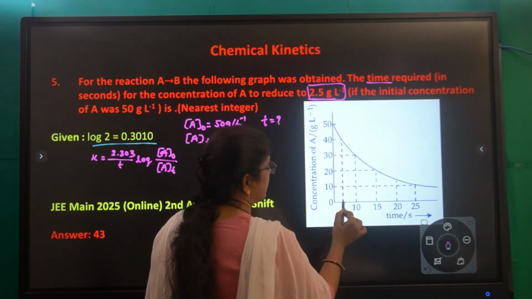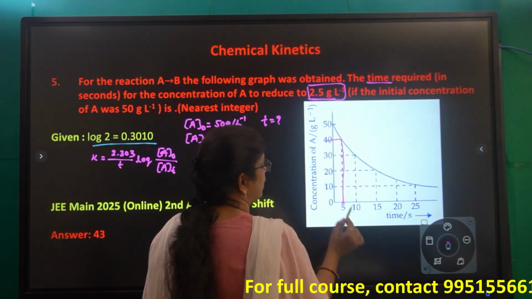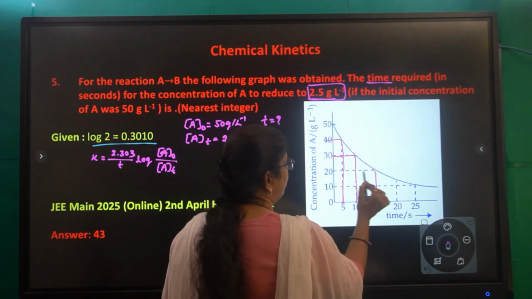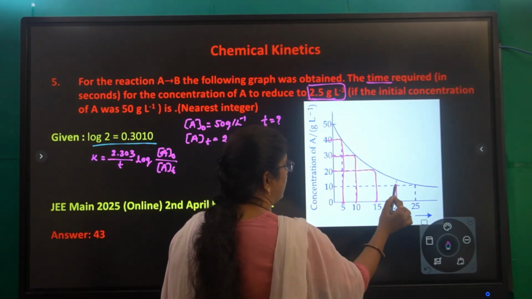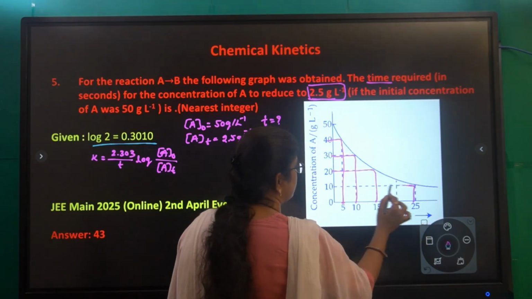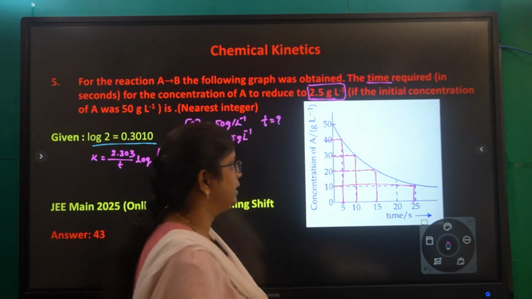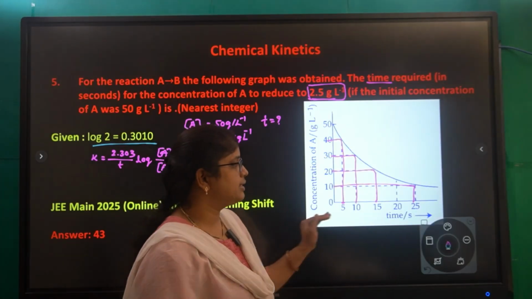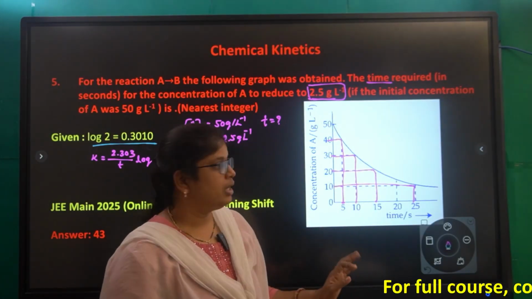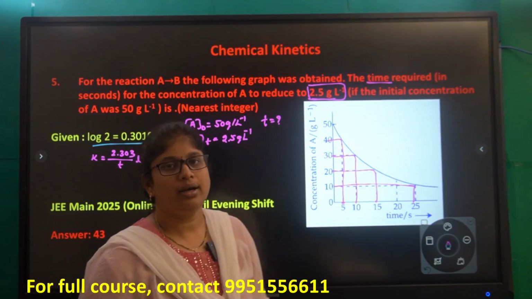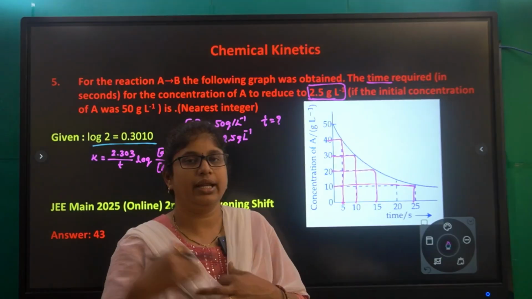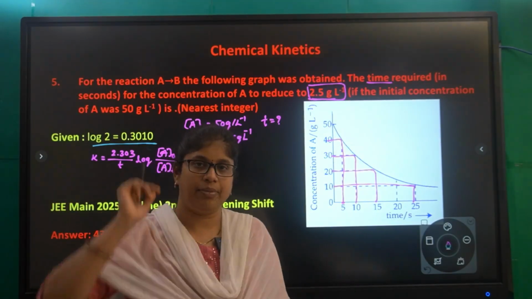Okay. So from this graph what can we understand here? At time 5 seconds the concentration is how much? 40. At 10 seconds the concentration is 30. At 15, concentration 20. At 25 seconds the concentration is 10. Okay. So as the time passes the concentration of A decreases. Okay. So now we know that for a reaction at every stage the rate constant will be the same, right?